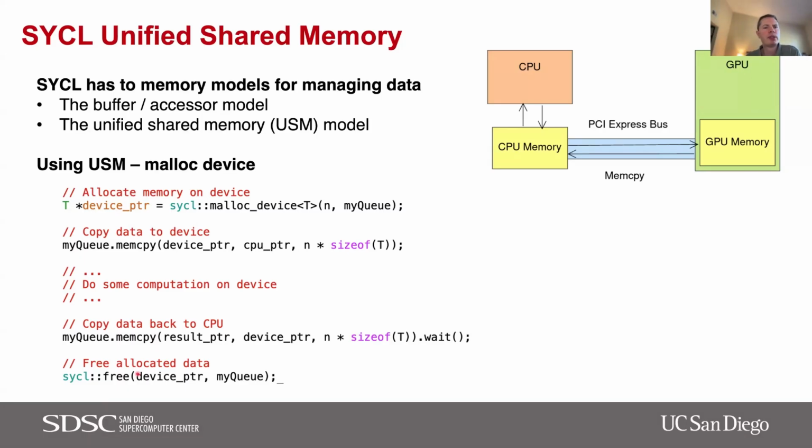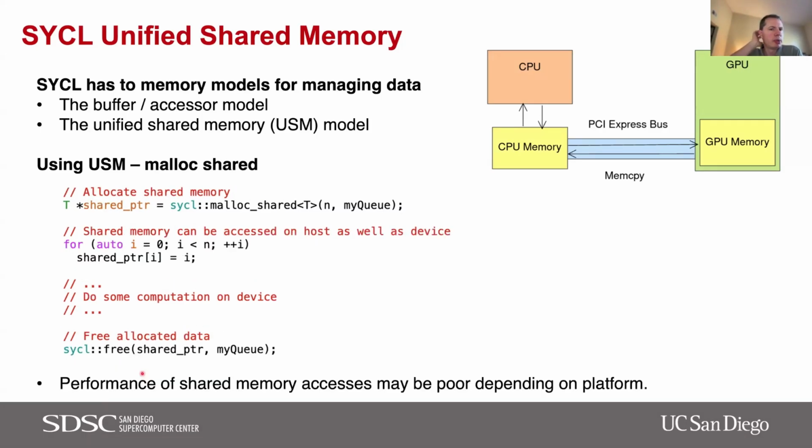So you can have this explicit memory allocation. Here is the shared memory, which is basically the unified memory in CUDA language. Then you can just use this on the host as well as on the device, and then you can free the memory. With this, it's nice and easier to program, but you have to be careful because the memory copies, of course, still happen behind the scenes. So if you don't know what you're doing, you may have poor performance depending on the platform that you're using.